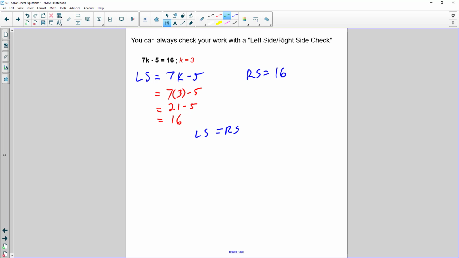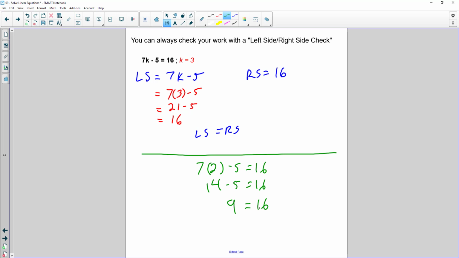Okay? So what would happen if I tried plugging in k equals 2? Well, if I just plugged it into the equation, so 7 times 2 minus 5 equals 16, well, that's 14 minus 5 equals 16, so that means 9 is equal to 16. I think we know 9 is not equal to 16, so I can never write this, right? That's wrong. Well, that means the line above it is also wrong, which means the line above it is also wrong. Everything I've written here is incorrect, and we don't like to write incorrect things in mathematics.